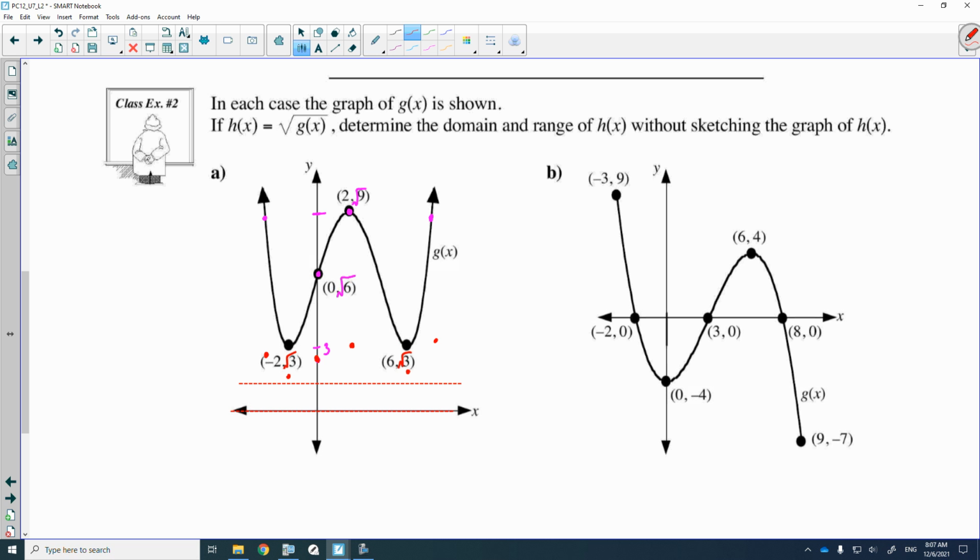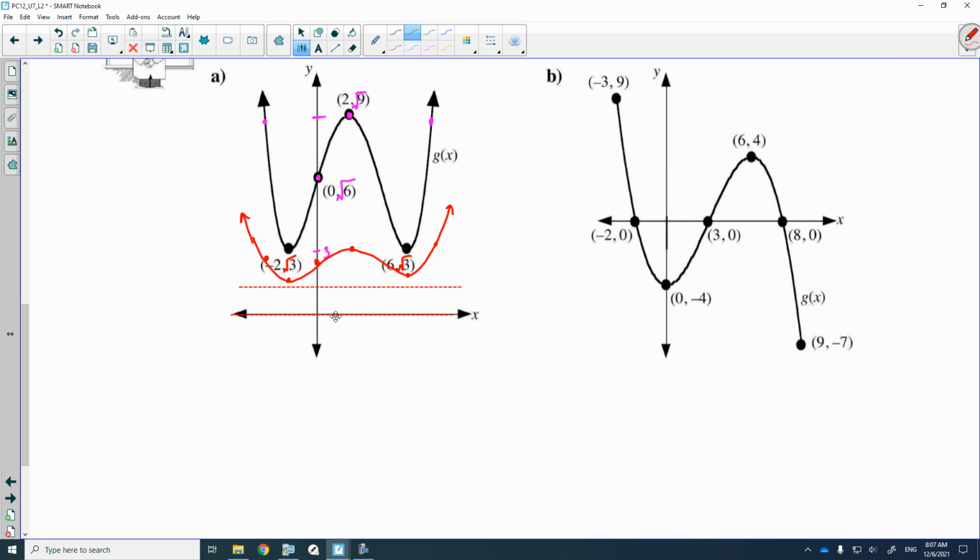And that would be right there. Now you connect these points with a nice curve. And here is going to be the graph of your radical, and it would look like that. So let's do the domain and range of h of x, which is going to be my radical function.